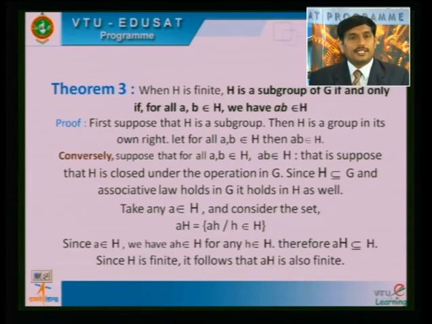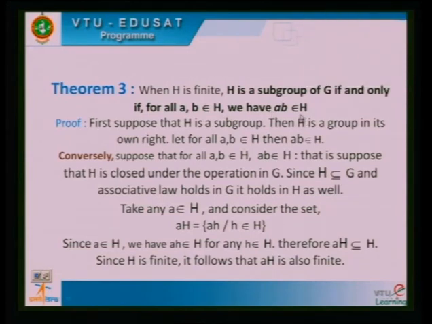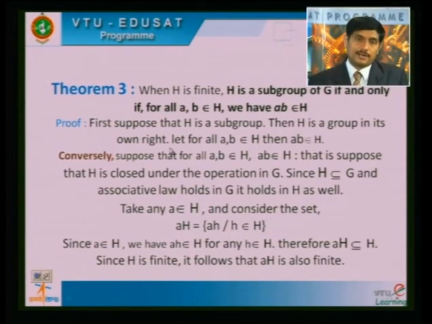Next, another theorem: when H is finite, H is a subgroup of G if and only if for all A, B belongs to H, we have A times B belongs to H. First, suppose that H is a subgroup. Then H is a group in its own right, so for A, B belongs to H, A times B belongs to H. Conversely, suppose that for all A, B in H, the product is also in H. That is, H is closed under the operation of G. Since H is contained in G, the associative law holds in G. Definitely H is also associative, because the associative law is inherited from G.